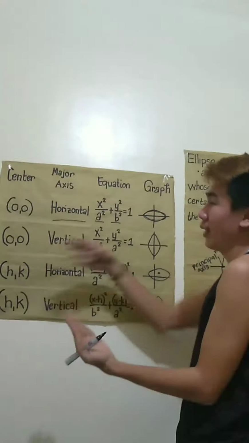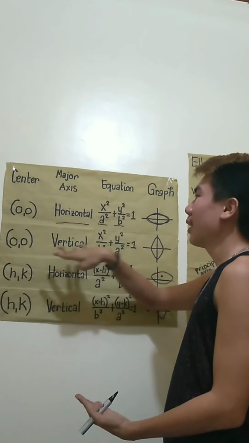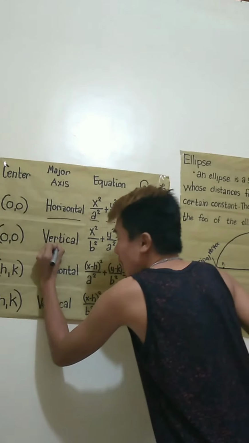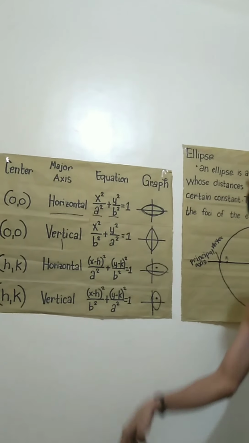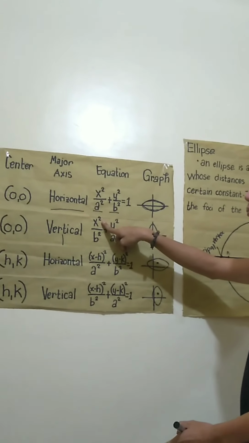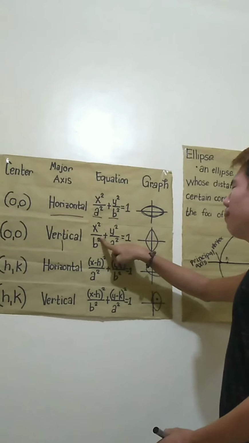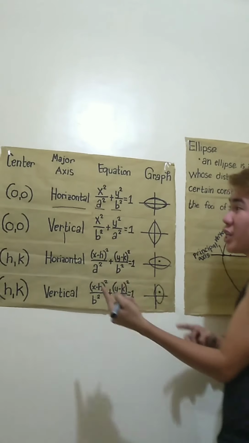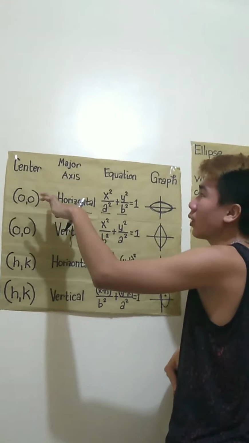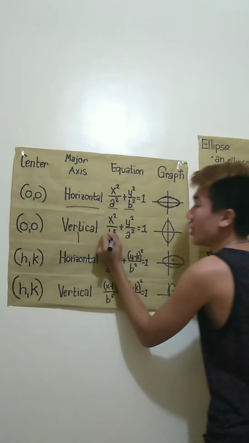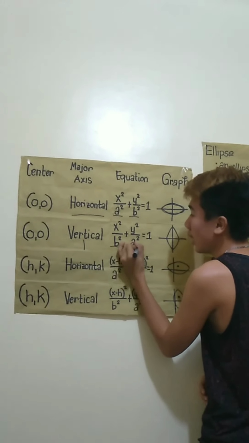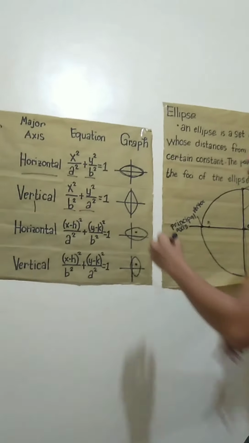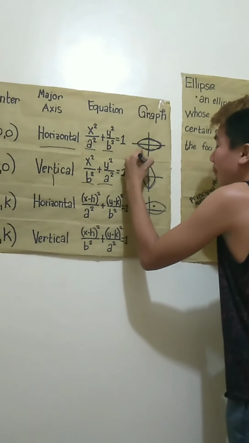While if your center is (0, 0) and your major axis is vertical, then your equation changes. Since it is vertical, the equation is x squared over b squared plus y squared over a squared equals 1. So what changes, whether the major axis is horizontal or vertical, is the denominator: B goes under x and A under y. Since it is vertical, your ellipse is also graphed vertically.